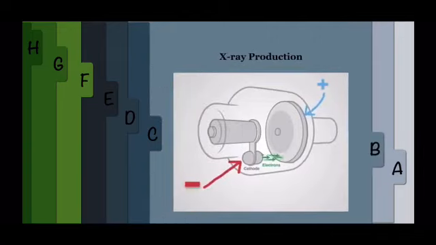X-ray production. The cathode is heated to cause the release of electrons. These are accelerated by high voltage toward the anode, which is positively charged. The whole process needs to be conducted within a high vacuum so the electrons won't lose their energy by colliding with a molecule before they reach the anode. When the high energy electrons strike the anode, they release energy. Most of the energy is converted to heat, but some is released as X-rays.